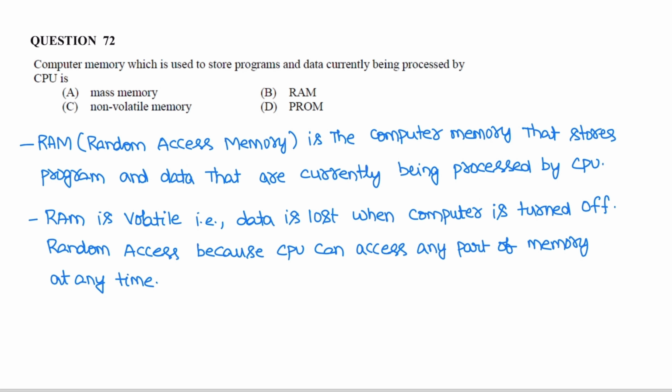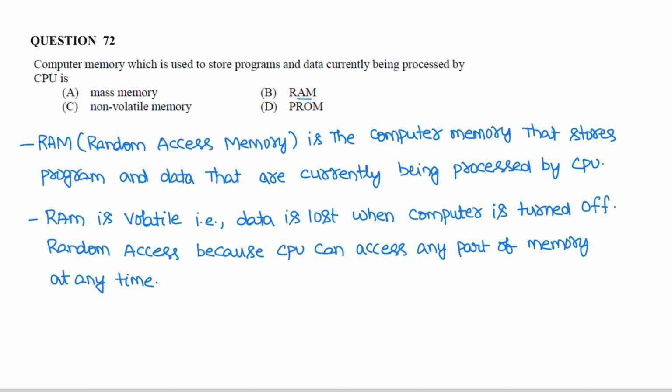Next question. Computer memory which is used to store programs and data currently being processed by the CPU is RAM, primary memory or volatile memory. So RAM, random access memory, is a computer memory that stores programs and data that are currently being processed by the CPU. So it is RAM.